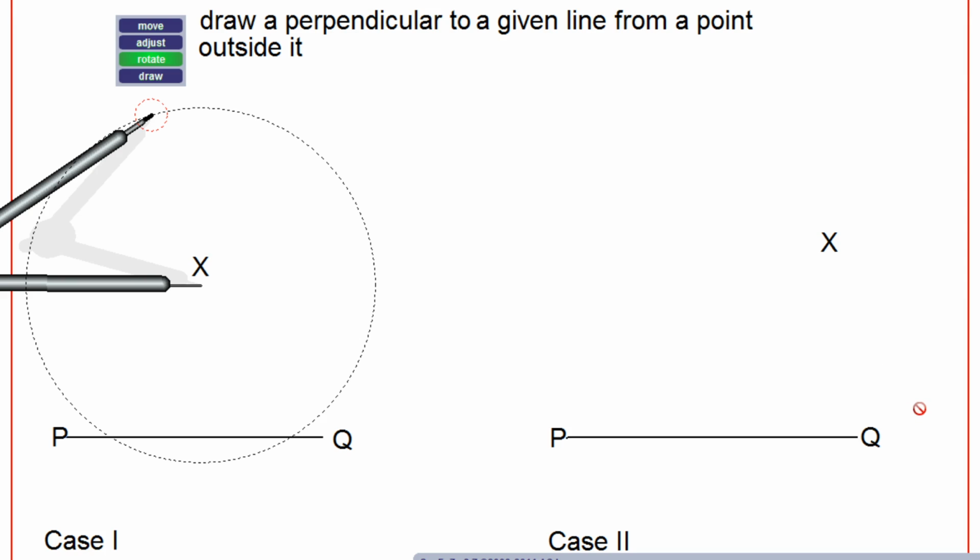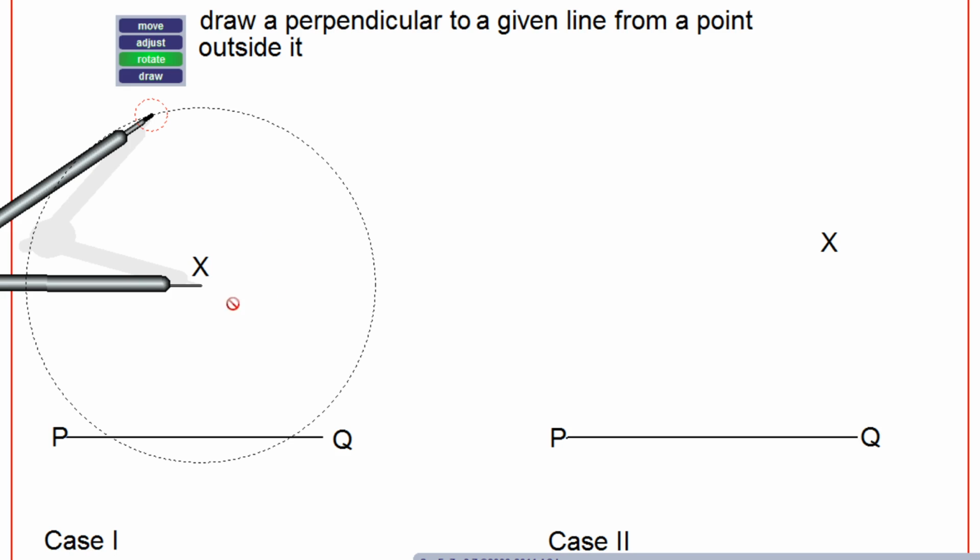And the second case is the given point is very close to any one end. Say the given line is PQ and the given point is X. In this case too, the given point is shown very close to the end Q. So anyway, both cases we have to consider and we can draw the perpendicular. Let us take the first case.